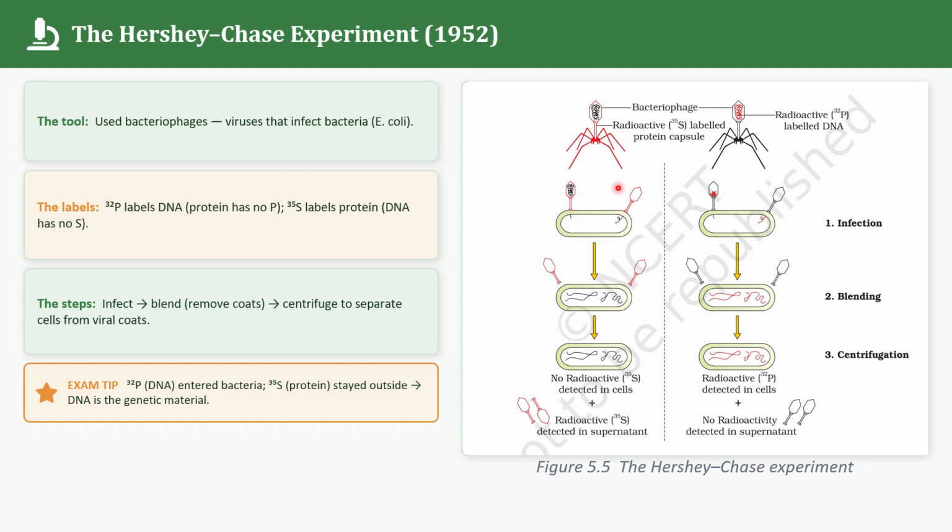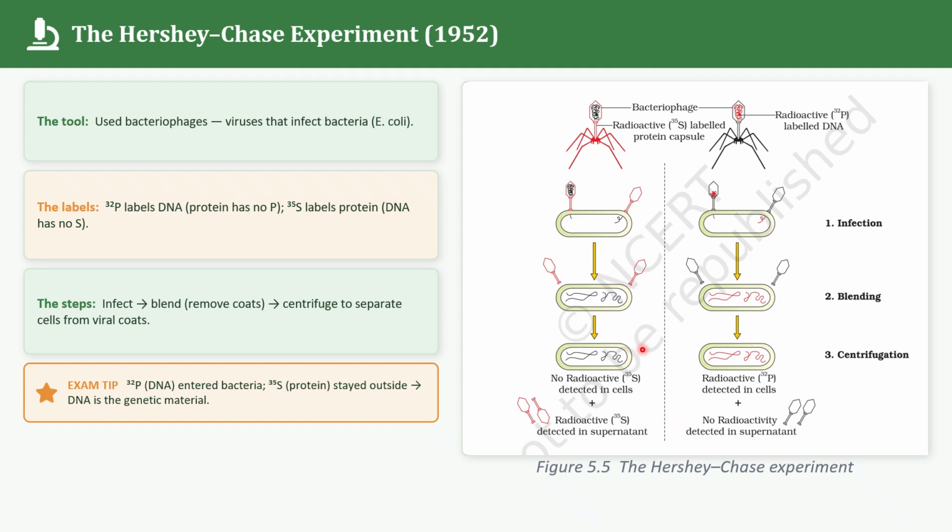And the next thing is blending. The mixture is placed in a blender. Then the blender shakes off the empty viral protein coats attached to the bacteria, and only bacterial cells remain intact. The next process is centrifugation. During centrifugation, the heavy bacteria settle at the bottom in the form of pellets, and the light viral coats remain in the upper liquid. Yes, that is the supernatant.